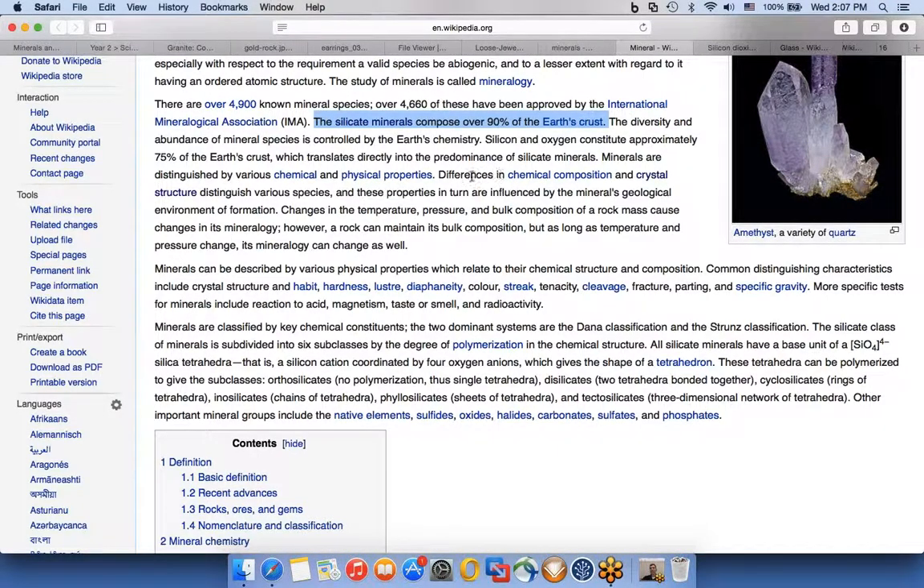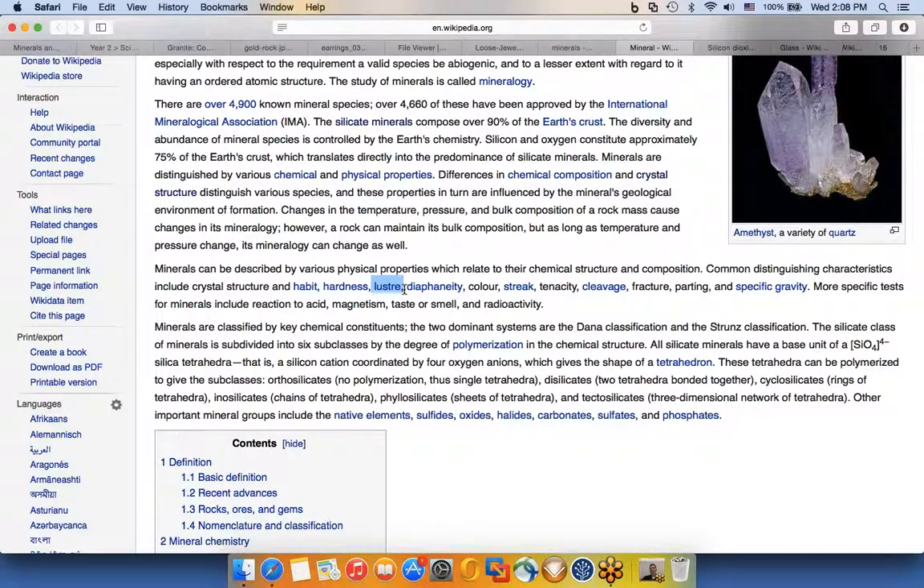Then the article here talks about how minerals can be described. You can describe the mineral by its chemical composition, and also by the physical properties of that mineral. The properties of the mineral are the crystal structure and habit. The habit is another way of talking about the crystal structure of that mineral, and how hard it is, the hardness of the mineral.